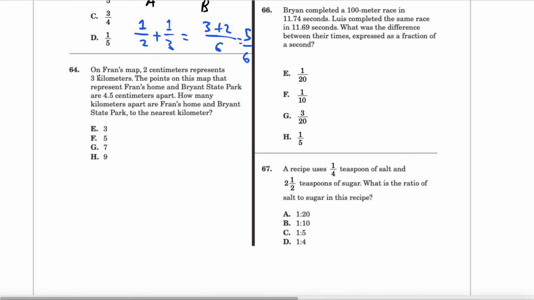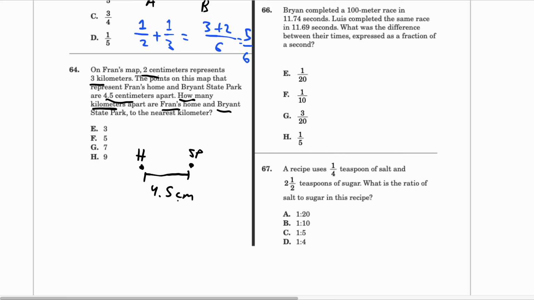So on to 64. On Fran's map, 2 centimeters represents 3 kilometers. And the points on this map that represent Fran's home and Bryant State Park are 4.5 centimeters apart. So we have Fran's home right here, and we have the state park here, and we're told that they are 4.5 centimeters apart.